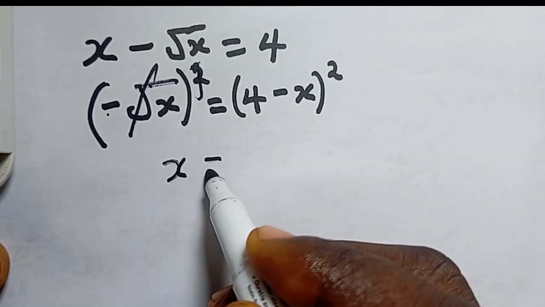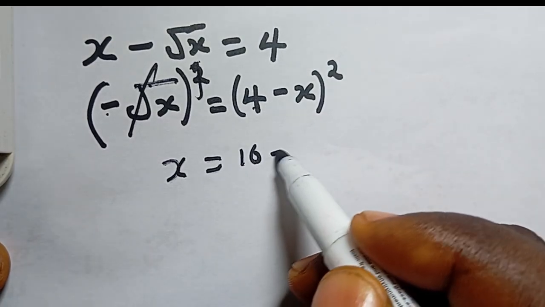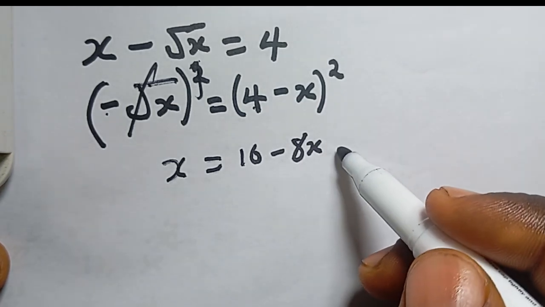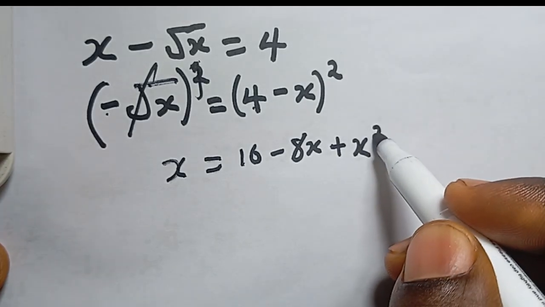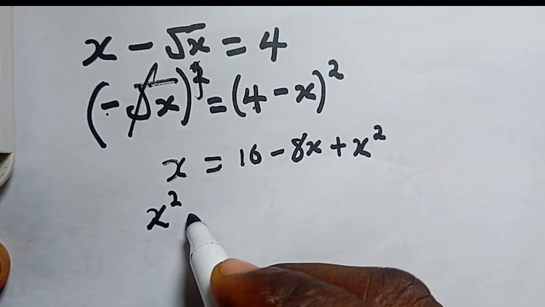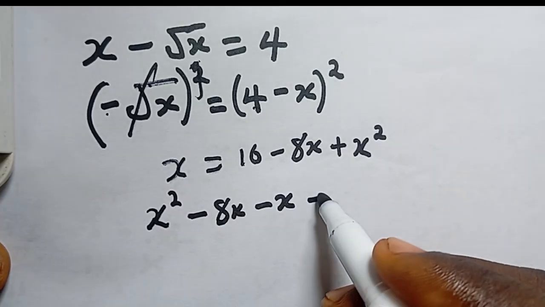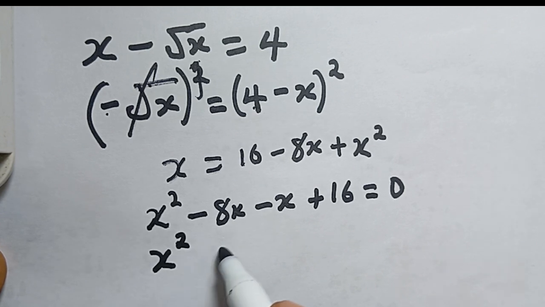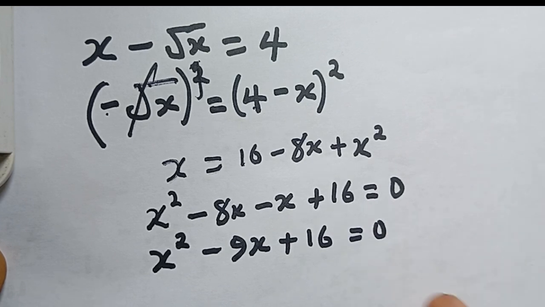So I'm left with x is equal to, expanding this, 4 times 4, which is 16, and then minus 2 times 4 times x, that will be minus 8x. I'll also use minus x to multiply itself, and that will give me x squared. If I rearrange these, I'm going to have x squared minus 8x minus x, and then plus 16 is equal to 0. So this will be x squared minus 9x plus 16 is equal to 0.